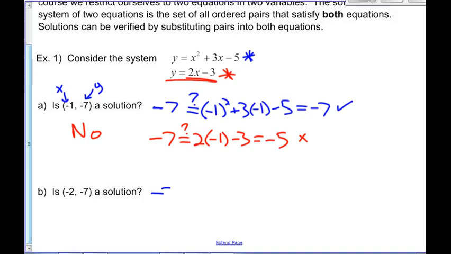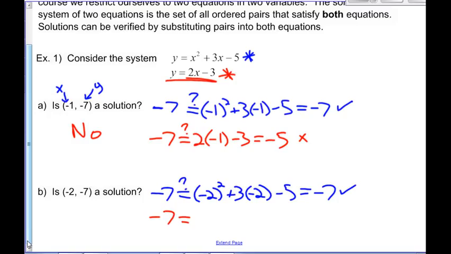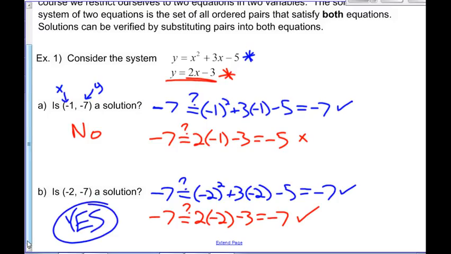Let's try it in the quadratic. So -7 will go in for y, -2 goes in for x. That'll be 4 minus 6 minus 5. Yes, this works. Let's try it in the linear. So -7 goes in for y, -2 goes in for x. That gives us -7. This also works. So since it worked in both of the functions, it is a solution. So now we can test solutions, which is probably all you need to do for a multiple choice setting.